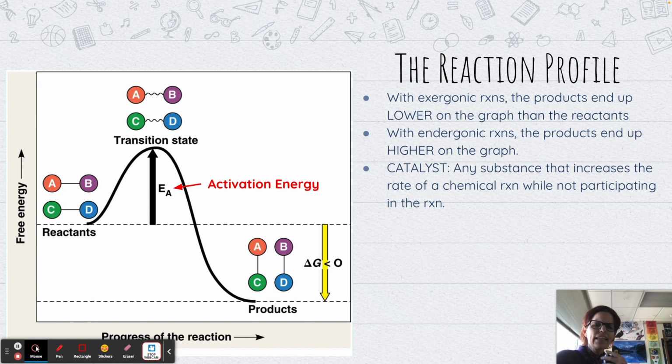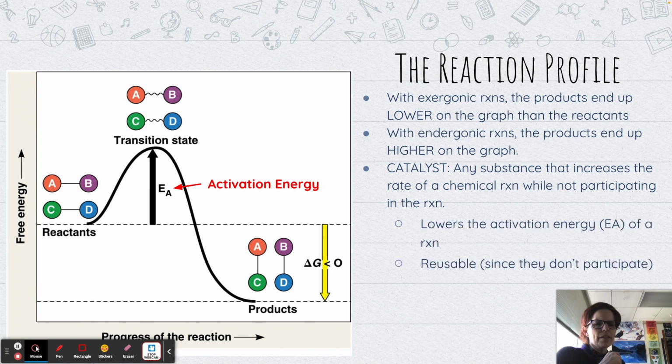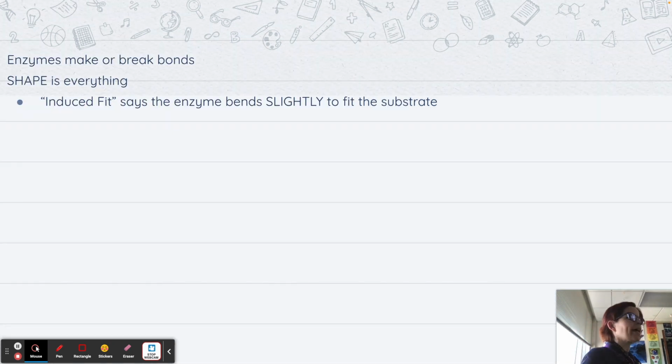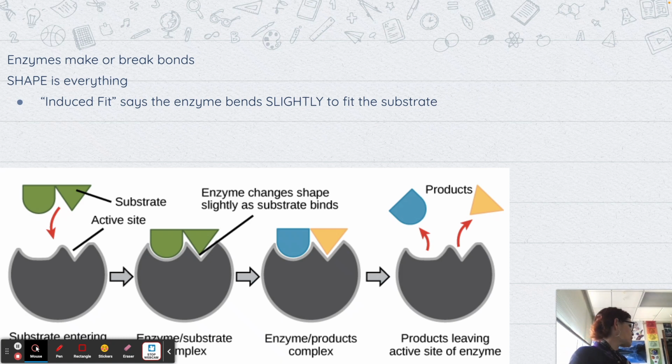Yep. And then a catalyst, any substance that increases the rate of the chemical reaction because it lowers the amount of energy necessary. So the hill would be shorter or flatter if there was a catalyst present. So it lowers the activation energy. And catalysts are reusable, so they can work again and again to power the reaction. And enzymes are types of catalysts, but they're biological. They're typically made of proteins. So that means that they're controlled by your DNA. So a mutation in your DNA means a mutation in an enzyme, and then maybe that enzyme won't work as quickly. This is just a quick reminder about how enzymes work.